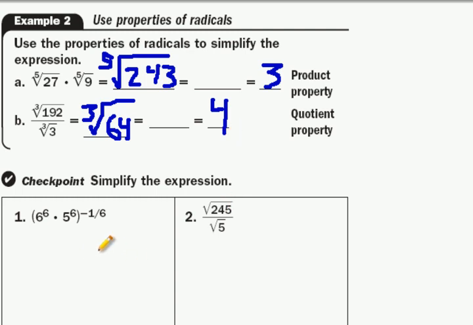So you guys go ahead and do checkpoint number 1 and 2. See how that goes. Pause the video and work on it.